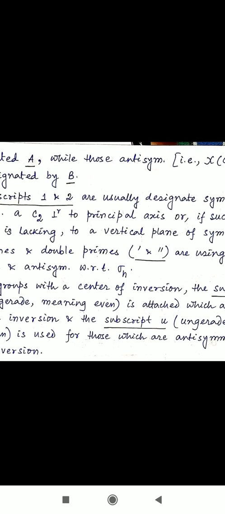In case of C2V, if I check, there is no axis which is perpendicular to the principal axis of C2. If such a C2 axis is lacking, then we go to a vertical plane of symmetry. Let me explain once more when I have to write 1 and 2. This is mainly written for symmetry and antisymmetry. If it is symmetric, write 1; if it is antisymmetric, write 2, with respect to a C2 perpendicular to the principal axis.